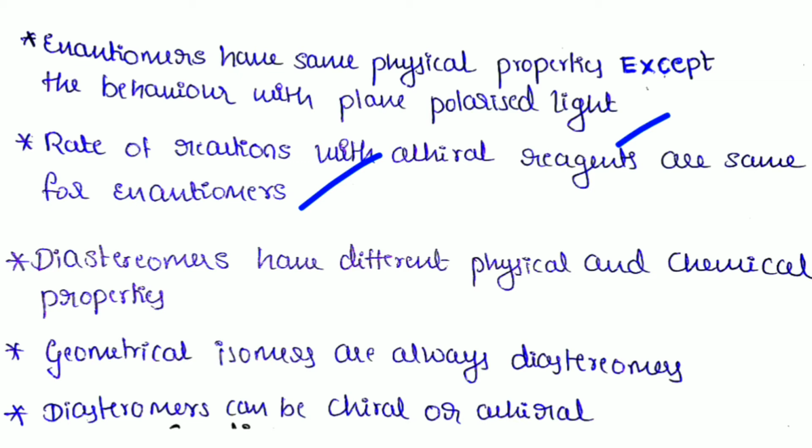Third one is, diastereomers have different physical and chemical properties. Here, physical and chemical properties are different for diastereomers. Geometrical isomers are always diastereomers, meaning the cis and trans isomers which are observed in alkenes. They are stereoisomers but not mirror images. So they are diastereomers. Diastereomers can be chiral or achiral.